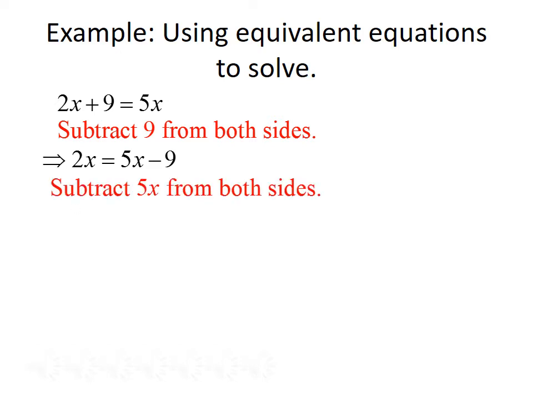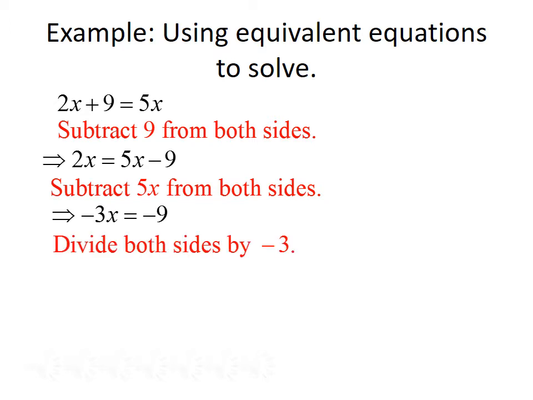Next, we want to get all of the terms that have x on the same side of the equation, so we'll subtract 5x from both sides. This gives us negative 3x equals negative 9. Finally, to get x by itself, we'll divide both sides of the equation by negative 3, and so the solution to this equation is x equals 3.